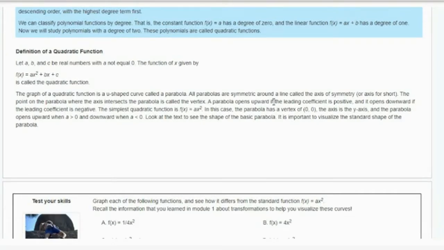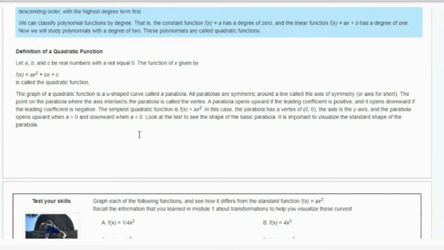A parabola opens upward if the leading coefficient's positive, and downward if the leading coefficient's negative. If that a is a negative number, it's a downward pointing parabola. The simplest quadratic function is just ax squared, especially with a equals 1. It'd just be f of x equals x squared. In this case, it has a vertex of 0, 0. The axis of symmetry is the y-axis. The parabola opens upward when a is greater than 0, downward when it's less than 0.